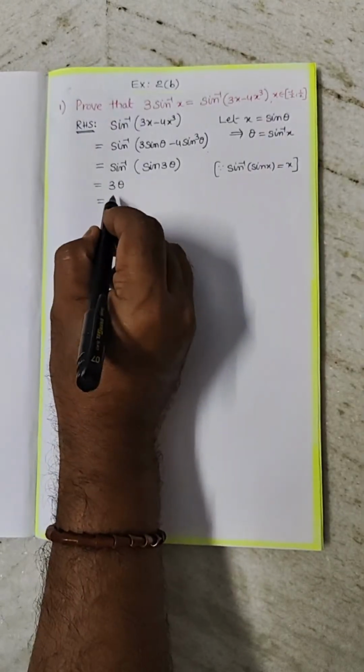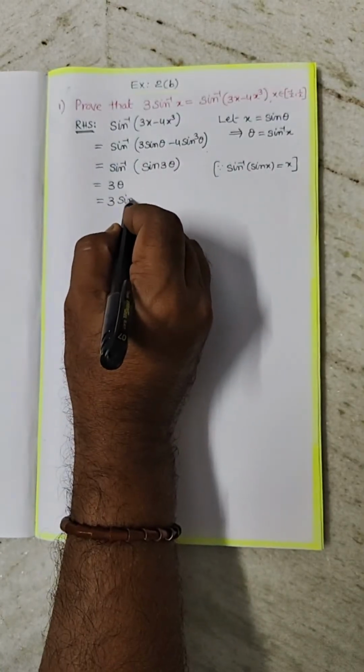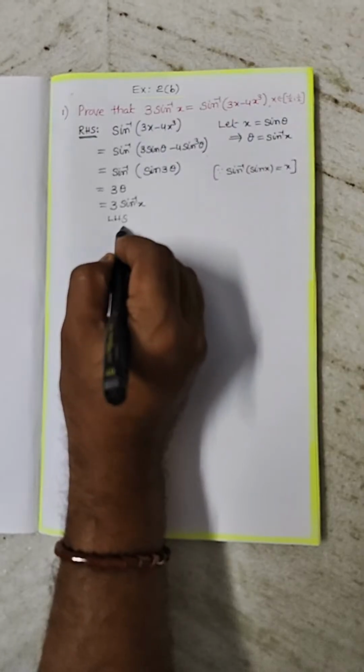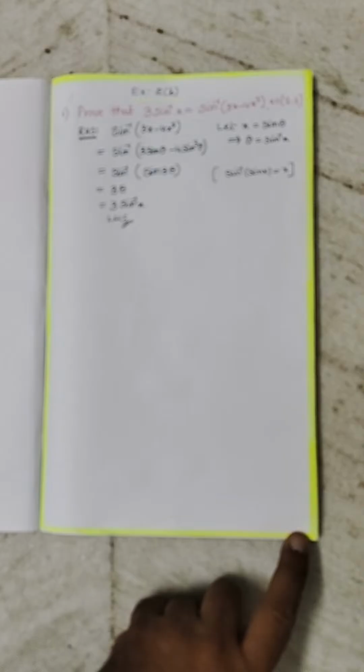So that equals 3 into theta, and what is the theta value we got here? Sine inverse x. It is the required LHS, dear students. So this is the way we can do it. I hope you understand. We'll move to question number 2.